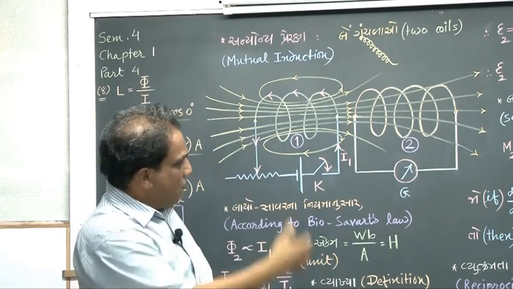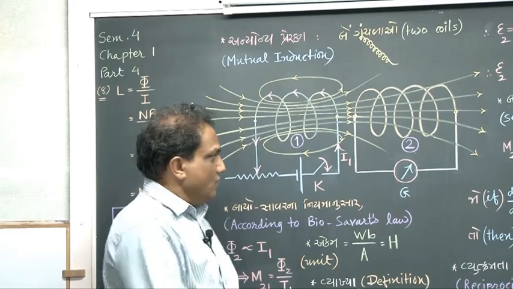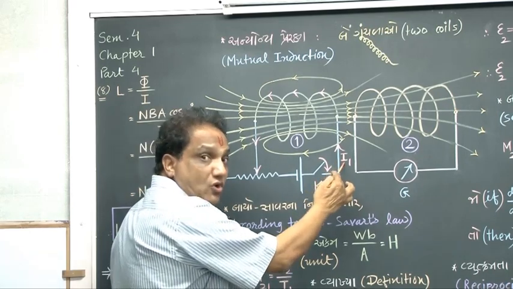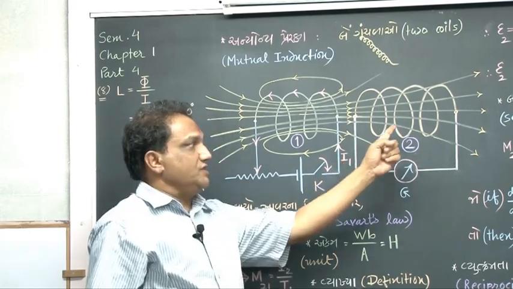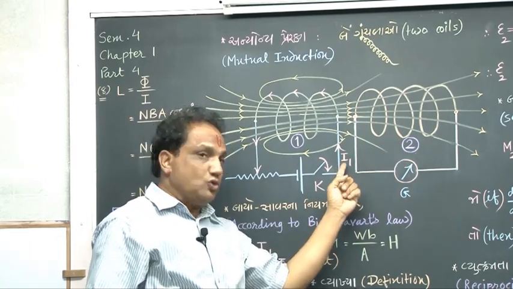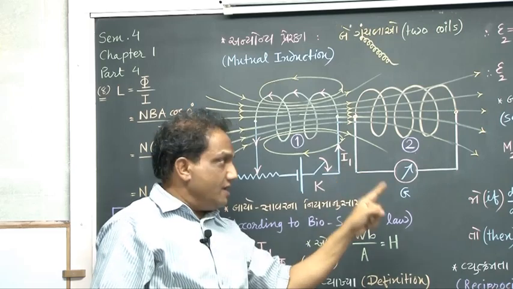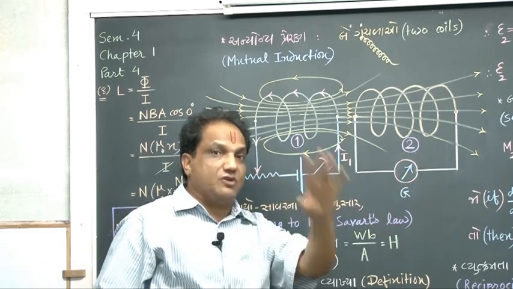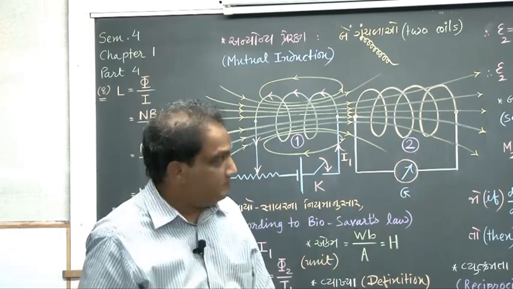Okay. What has happened here? You are passing current through first coil, and who is affected here? You are passing current through first coil, and thereby coil number 2 is affected.